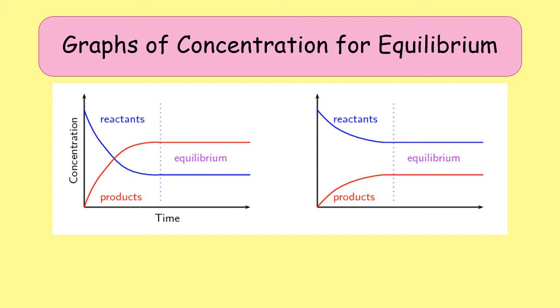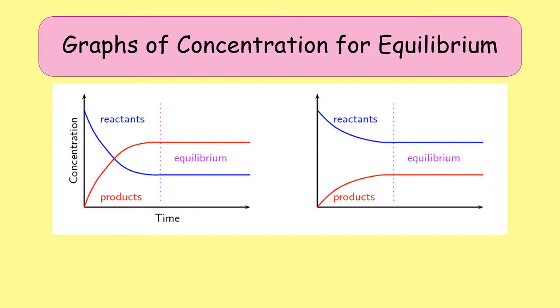The point at which both lines have leveled off and the concentrations of reactants and products are constant and not changing is when we've reached equilibrium. And so a dotted line has been put on there. This is a question you can be asked. You can be asked to identify a graph that represents equilibrium, or you could be asked on a graph to identify the time at which equilibrium was reached. And that's just the time where both lines have become straight, have become constant.